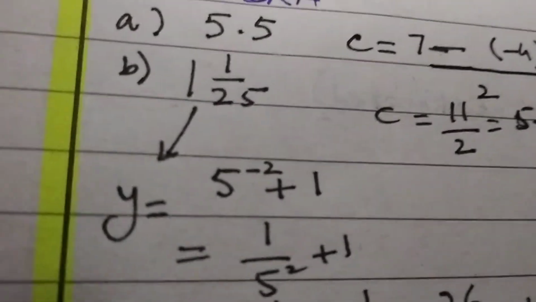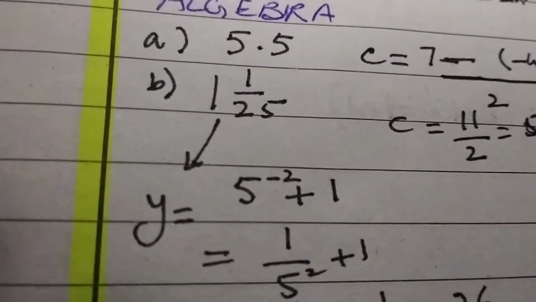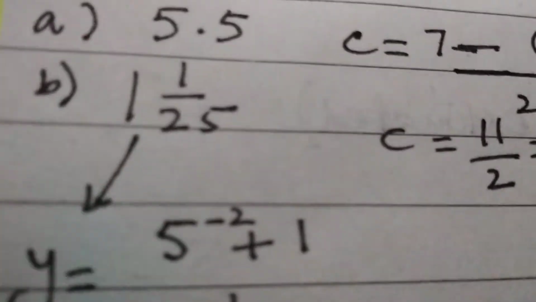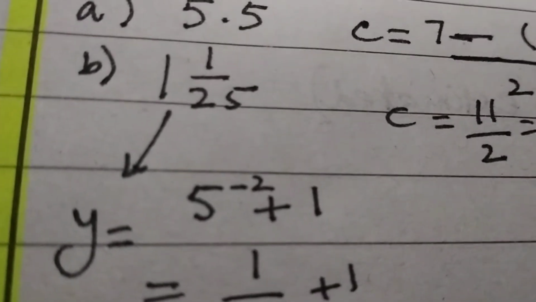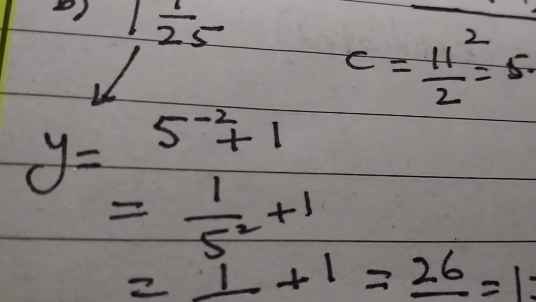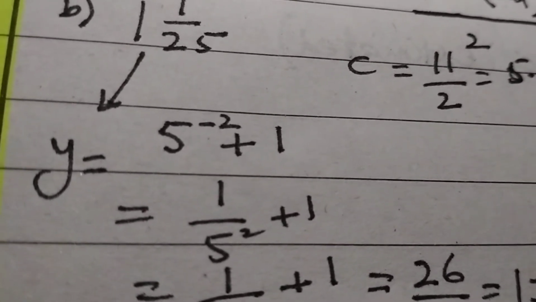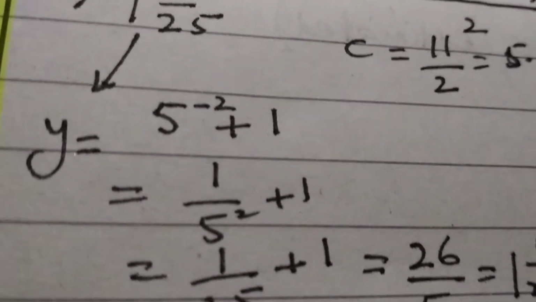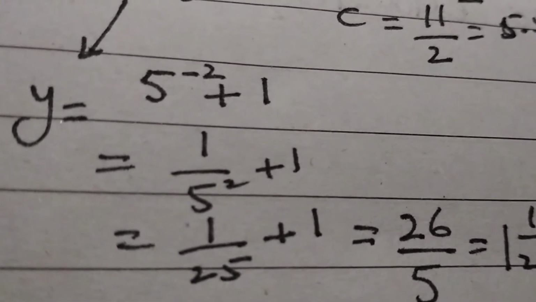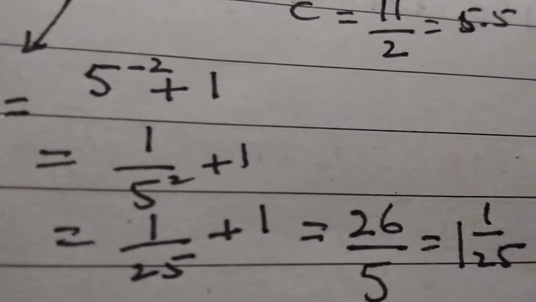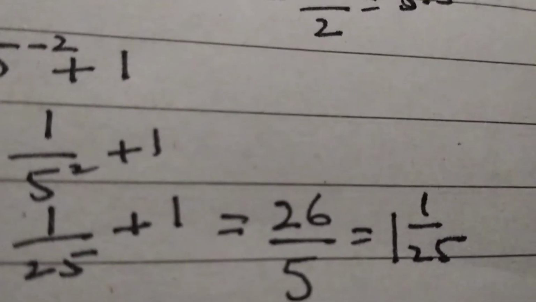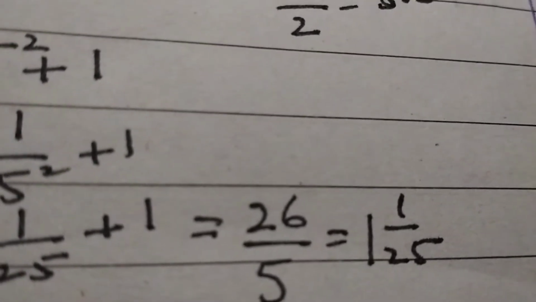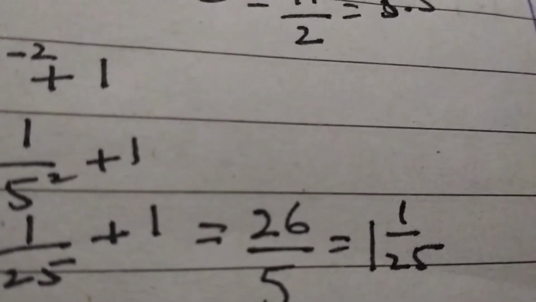For example, y equals 5 to the power x plus 1, and the x value was minus 2. So I've written 5 to the power minus 2 plus 1. Shifting the minus 2, 5 to the power minus 2 goes to the denominator and becomes positive: 1 upon 5 squared, which is 1 upon 25, plus 1. Take the LCM and you get the answer 26 upon 25, which is one whole number and 1 upon 25 as a mixed number. That is the correct solution.